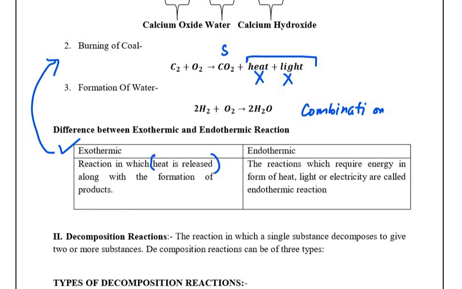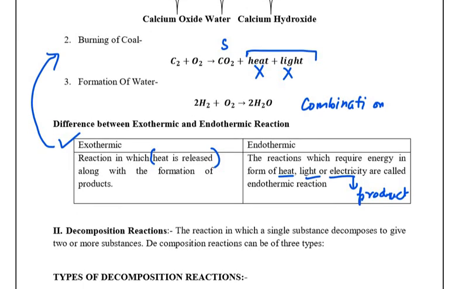Now what is endothermic? In endothermic reactions they need heat, light or electricity to initiate the reaction. So if they need heat, light or electricity, they would be considered endothermic reactions. I hope the difference between exothermic and endothermic is clear. Then I will move on to decomposition reaction, that is the second type of reaction.